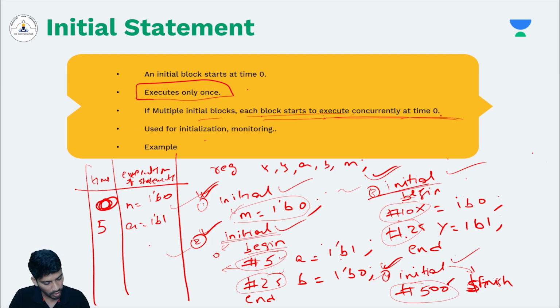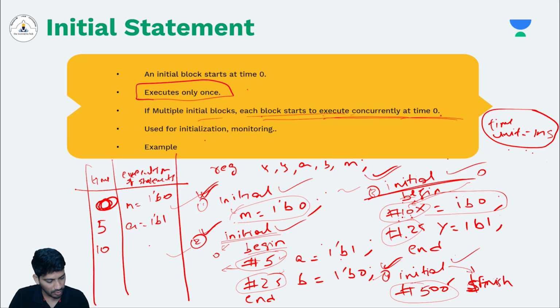This initial block will also start at time equals 0, but the delay is 10 nanoseconds. I am assuming my time unit is nanosecond, that's why whenever I say time unit or nanosecond, they are both the same. If my time unit is 10 units, that means after 10 nanoseconds, x is equal to 1'b0 will execute. Up till now, it is clear, right? This is also clear. Here only one statement is there, which is at 500 nanoseconds, so you can directly write after 500 nanoseconds, finish will execute.